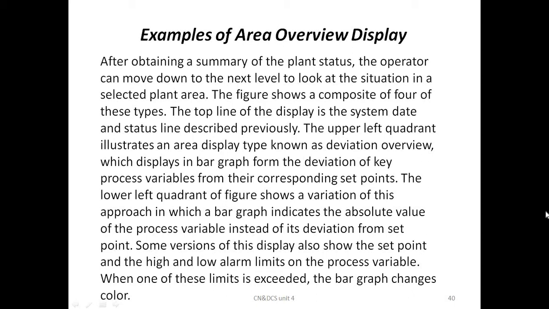The lower left quadrant of the figure shows a variation of this approach in which a bar graph indicates the absolute value of the process variable instead of its deviation from set point. Some versions of this display also show the set point and high and low alarm limits on the process variable. When one of these limits is exceeded, the bar graph changes color.